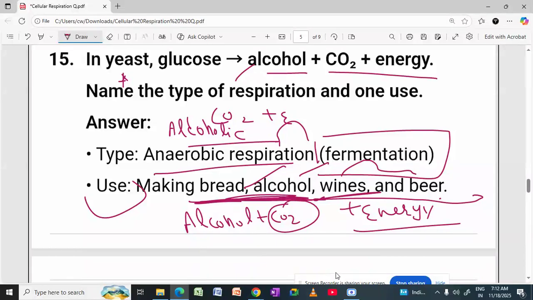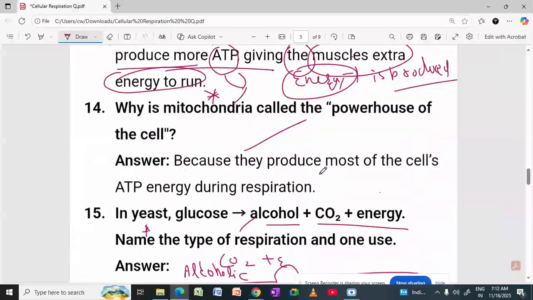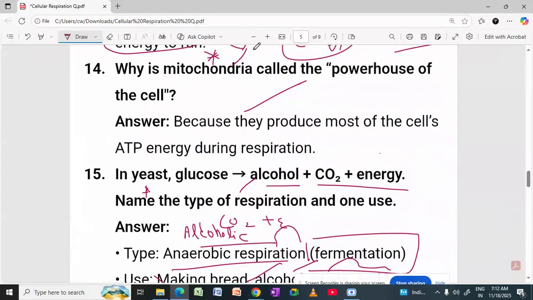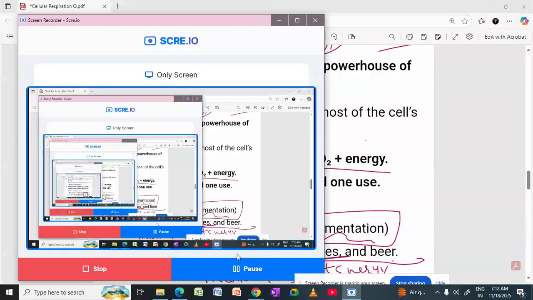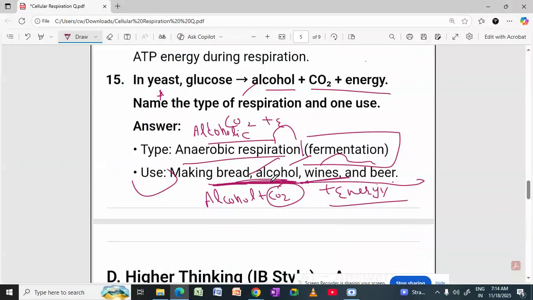So complete this, then tell me. I will show you the previous question also. Uses of this fermentation also should be clear.